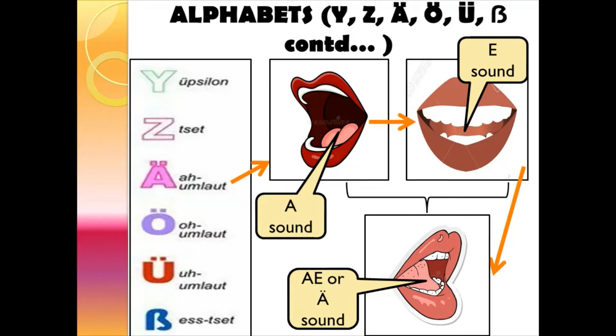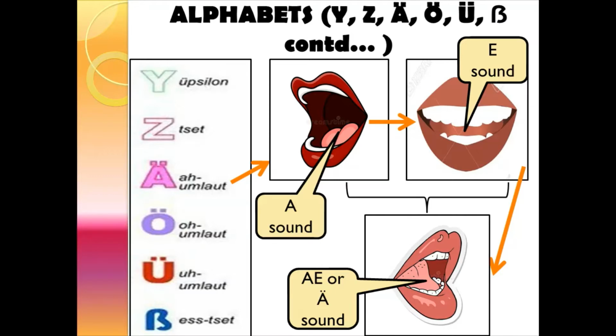Starting with A umlaut. To make the A umlaut sound, you need to first imagine opening your mouth wide, wide enough to say ah, just like the dentist tells his patients to do before checking their teeth, for example.